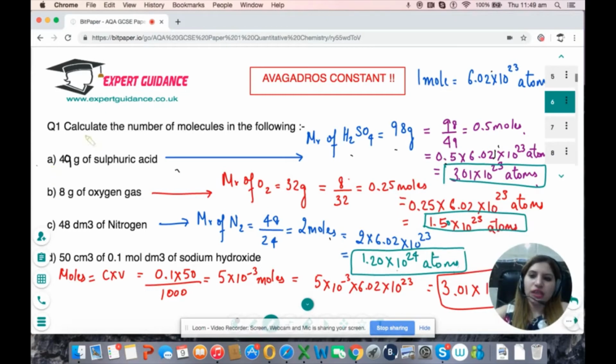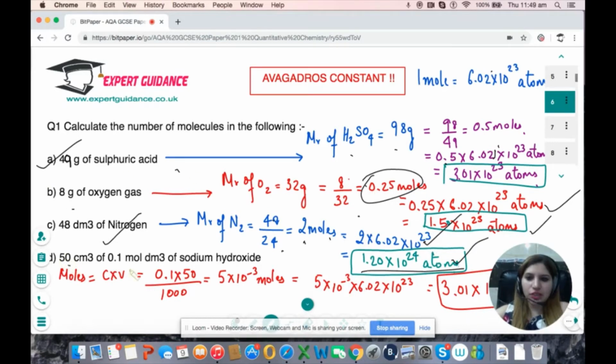Next question, 8 grams of oxygen. We'll divide it by the MR, which is 32, and get 0.25 moles, times it by the Avogadro's constant, and we'll get the answer 1.5 times 10 power 23 atoms. 48 decimeter cube of nitrogen divided by 24, we'll get 2 moles, times it by 6.02 times 10 power 23, and we'll get 1.2 times 10 power 24 atoms.